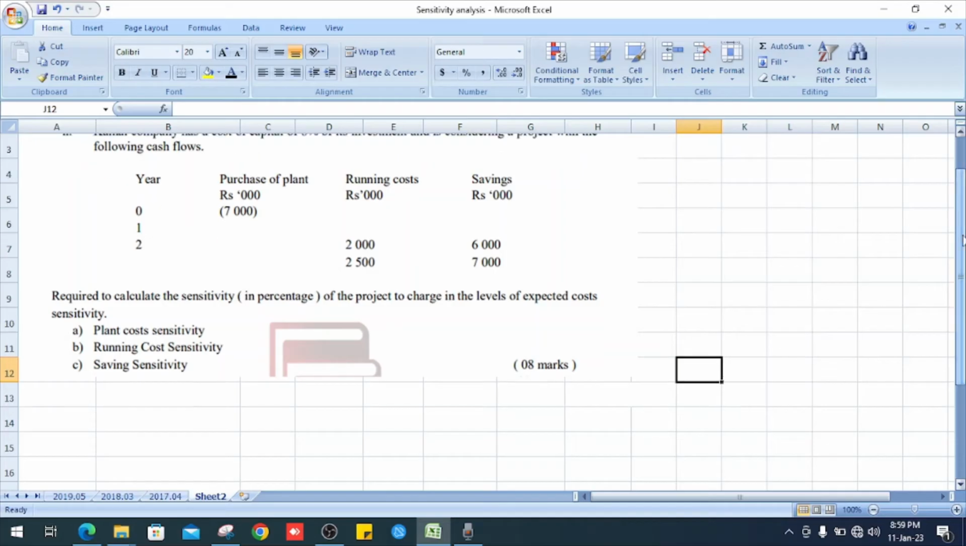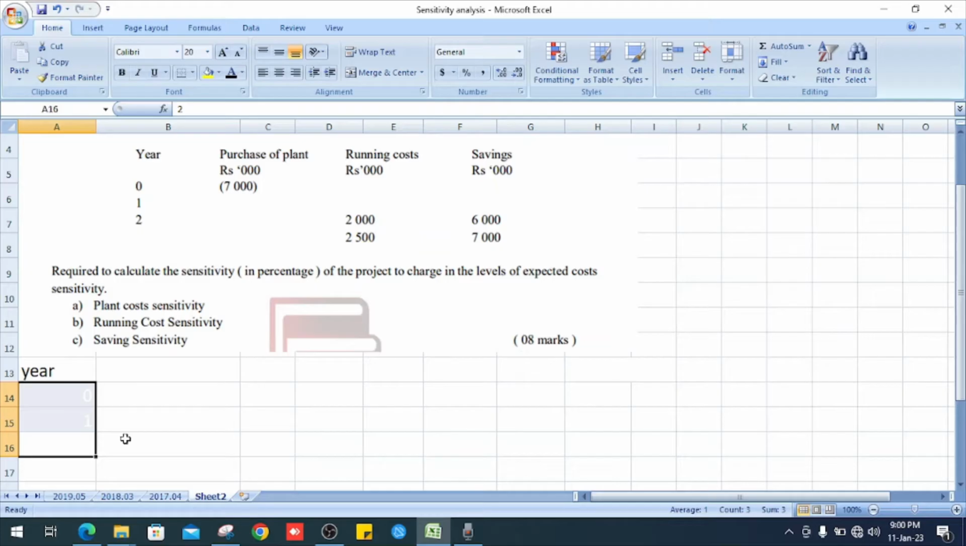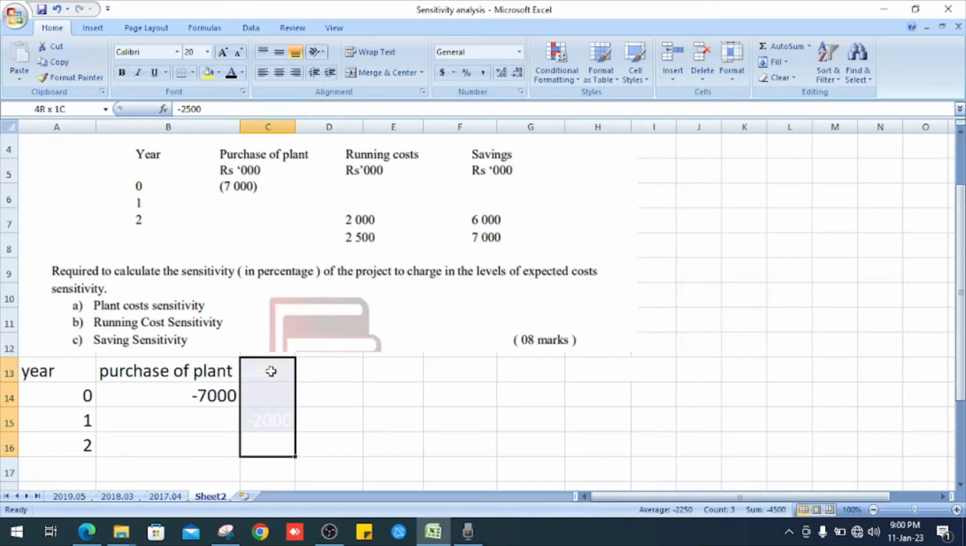Right, let's solve the problem. Right, first enter the given information here, year 0 to 2, and purchase of plant, it is initial investment minus 7000. Right, next running cost, so it is cost, our cash outflow, so it is minus amount 2500. Next savings, cash inflows, so plus value 6000 and 7000.